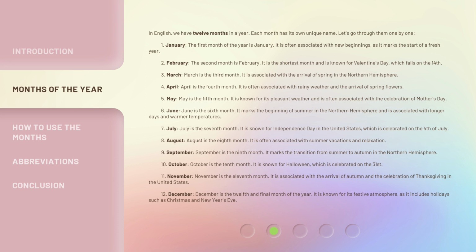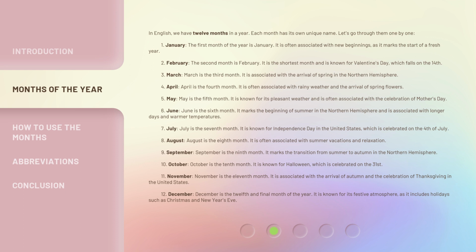2. February. The second month is February. It is the shortest month and is known for Valentine's Day, which falls on the 14th. 3. March. March is the third month. It is associated with the arrival of spring in the Northern Hemisphere. 4. April. April is the fourth month. It is often associated with rainy weather and the arrival of spring flowers.